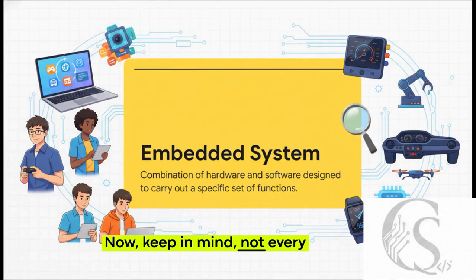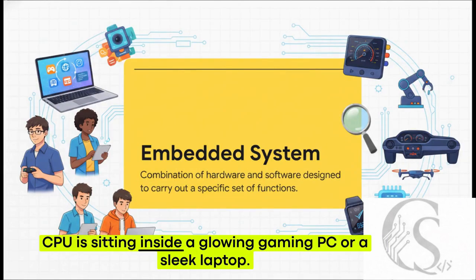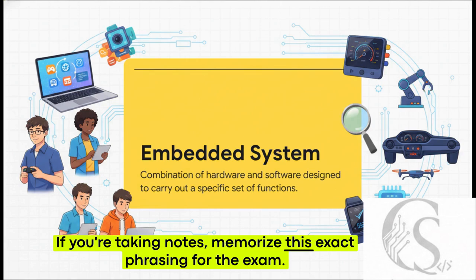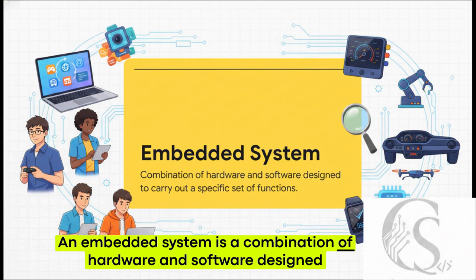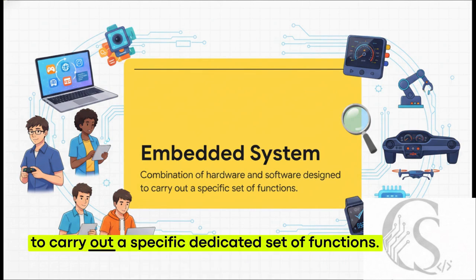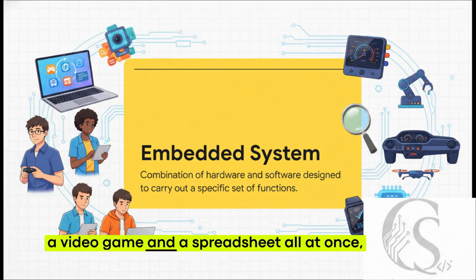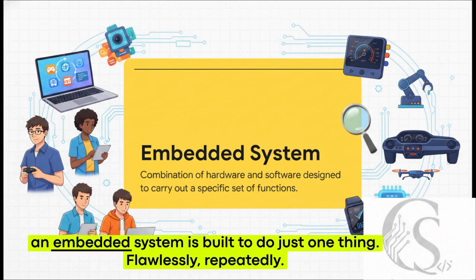Now, keep in mind, not every CPU is sitting inside a glowing gaming PC or a sleek laptop. Millions of them belong to what we call embedded systems. If you're taking notes, memorize this exact phrasing for the exam. An embedded system is a combination of hardware and software designed to carry out a specific, dedicated set of functions. Unlike your laptop, which is juggling a web browser, a video game, and a spreadsheet all at once, an embedded system is built to do just one thing, flawlessly, repeatedly.